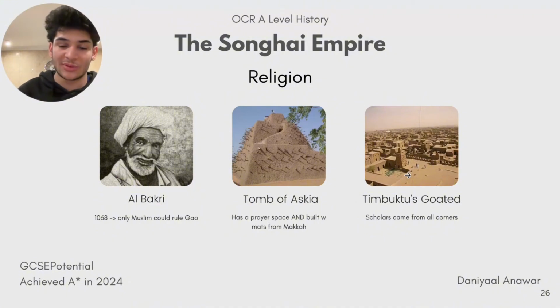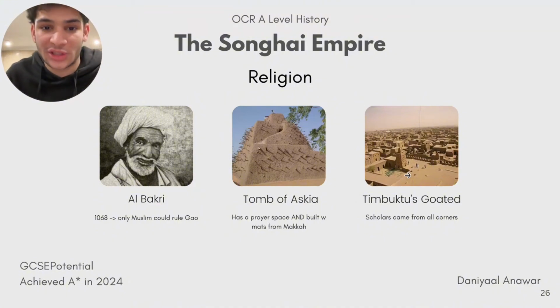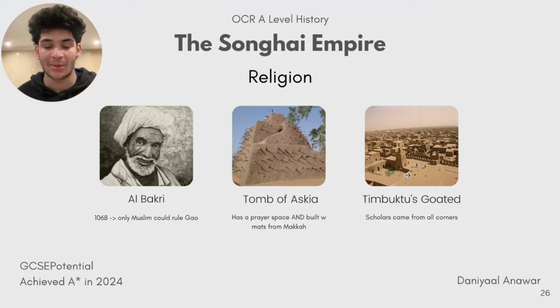The second point, the tomb of Askia, and I guess this illustrates the extent to which Muhammad Askia believed in Islam. It has a prayer space, and it was built with materials from Makkah after he went on Hajj. These 2 points are very important because they illustrate the extent to which Muhammad Askia believed in Islam, and therefore the extent to which religion was within the empire. Hopefully that makes sense. The extent to which the empire revolved around religion and Islam.